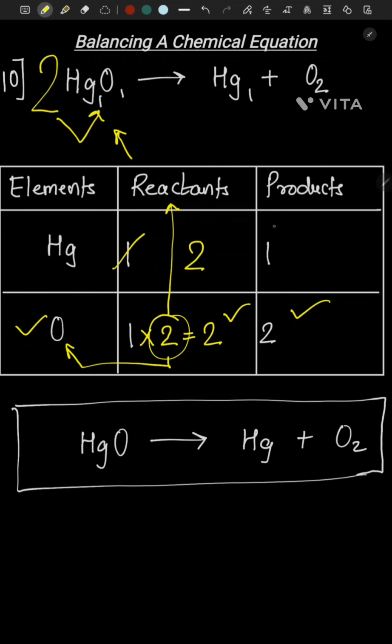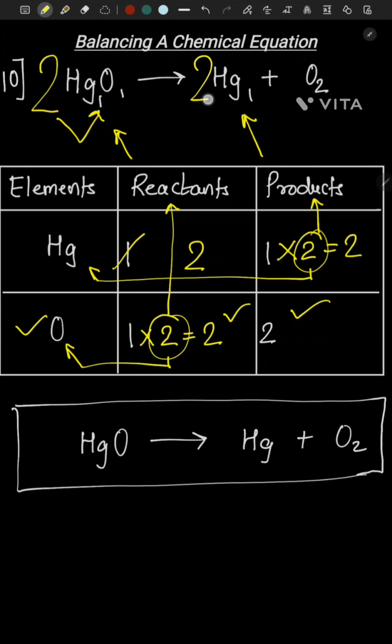Now I have the product side as 1, so now I will put this as 2. So I will multiply 2 to mercury on the product side. Do I have mercury alone on the product side? Yes, I'll just put 2 there. Once I'm done with that, now let's tally. It will become 2HgO gives 2Hg plus O2.